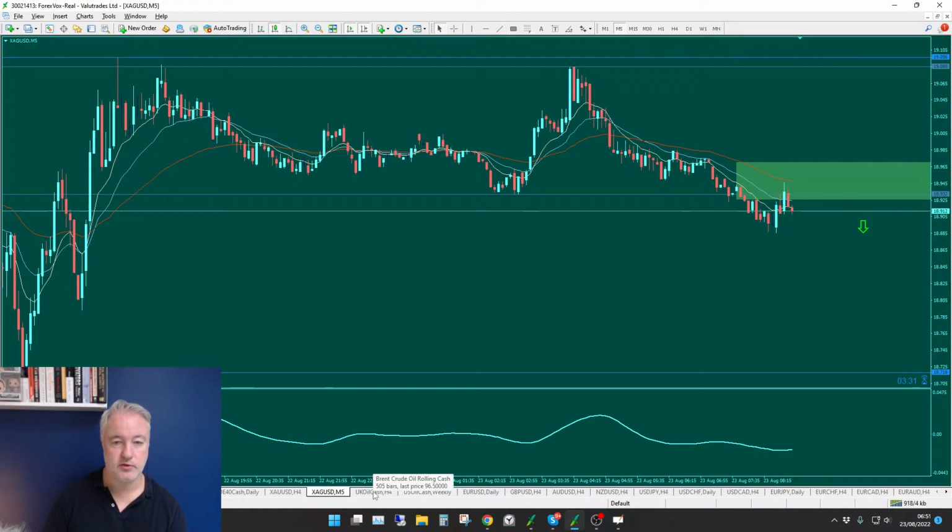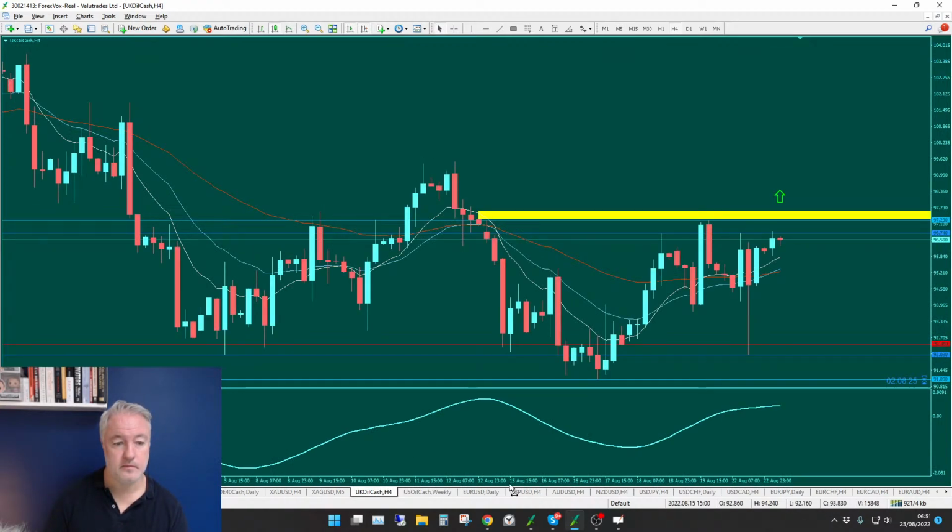So let's move on to oils. We'll come back to this one, but that looks good. I like the look of it so far. UK oil looks bullish, but this area is a bit of resistance, and although it is bullish and I expect it to break through, I'm not convinced that it's going to break through in the next hour that I'm here.